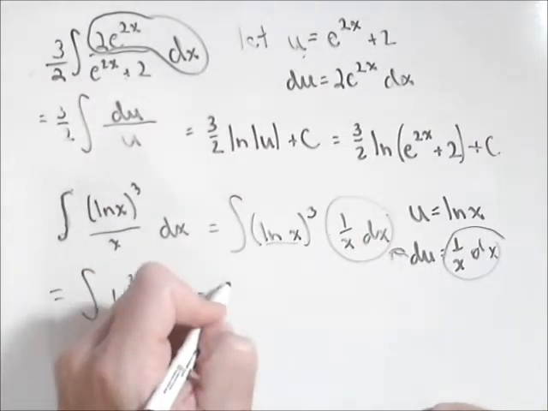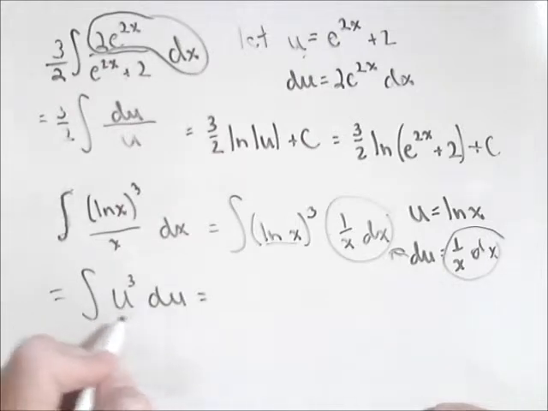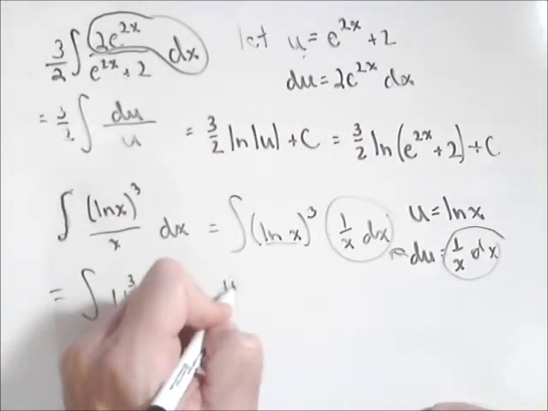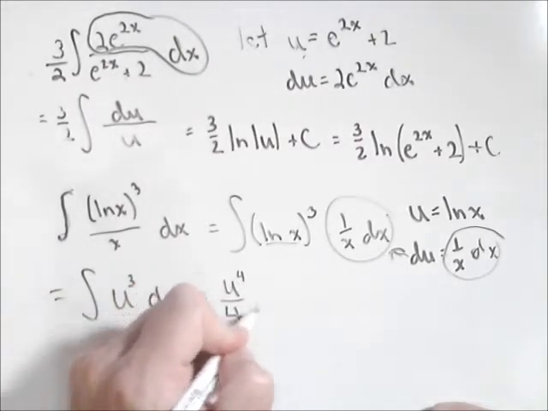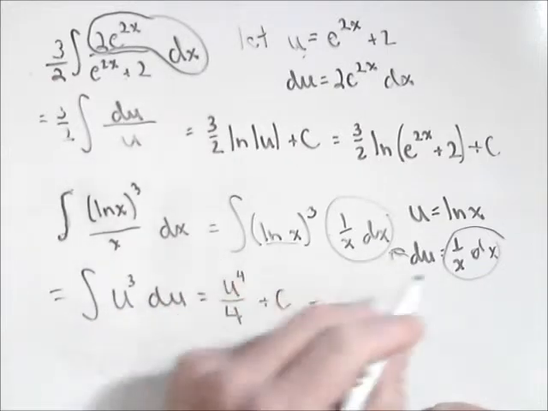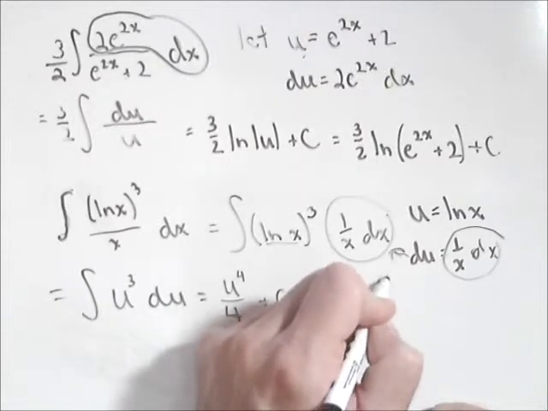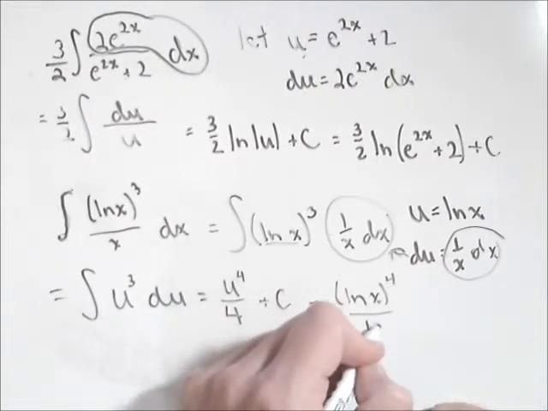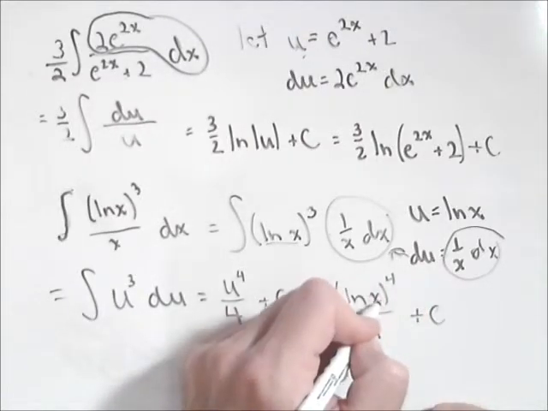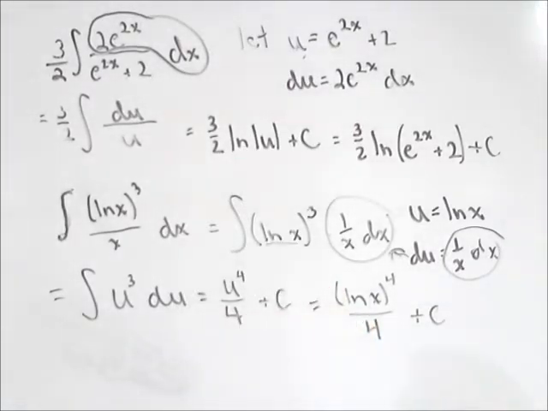So I can now take the antiderivative of a very simple power function. It's just u to the 4th over 4 plus c, or subbing back in the ln of x, I have ln of x to the 4th over 4 plus c. So again, it's about recognizing what your u is going to be. That's the trick in u substitution that you got to get the hang of.